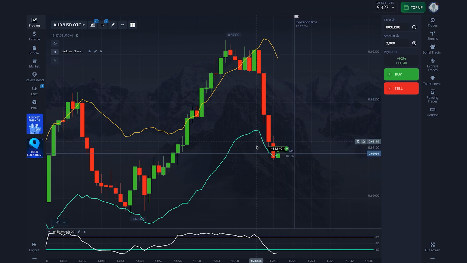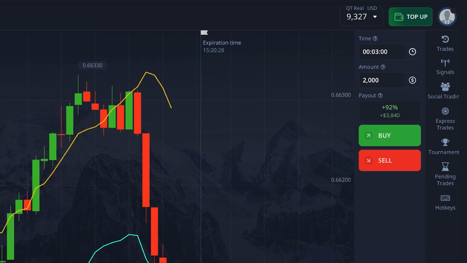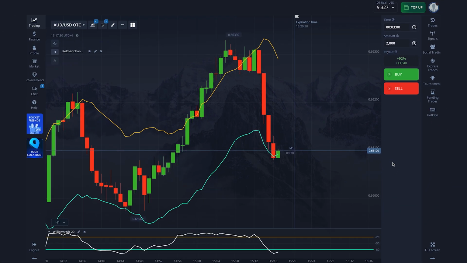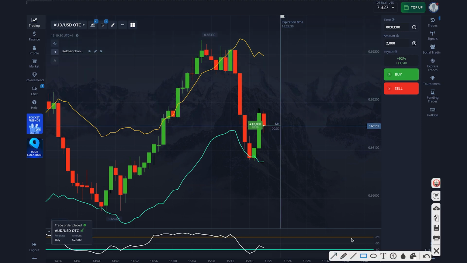It worked perfectly. The balance increases by another $1,840. The process is smooth and clear. The market opens up a new opportunity. With an expiration of 3 minutes, I open a buy trade for $2,000.